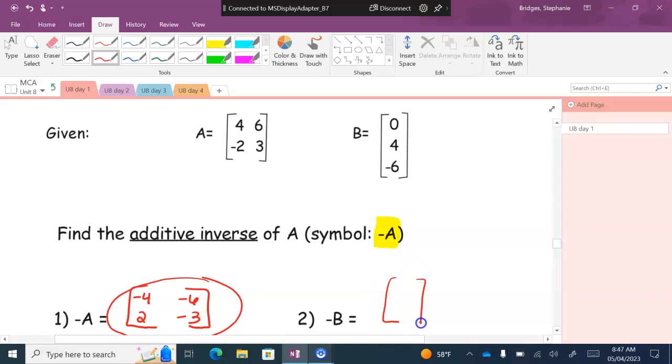If I'm doing the additive inverse of B, does 0 ever change? No, it's not positive or negative, so it just stays 0. And then what's that 4 going to become? Negative 4, and then the negative 6 is going to become 6. Okay, that's all you're doing: you basically change the sign of every number. That's the additive inverse. Multiply everything by negative 1.